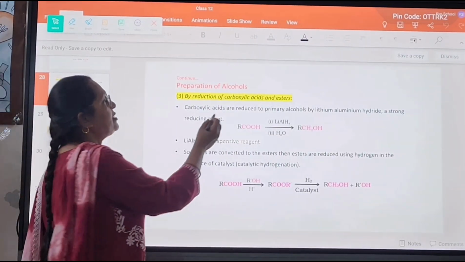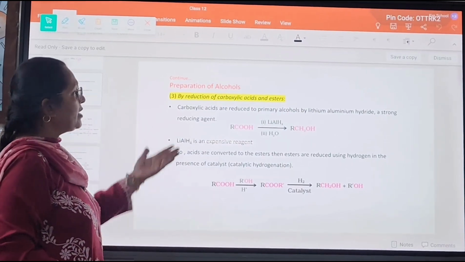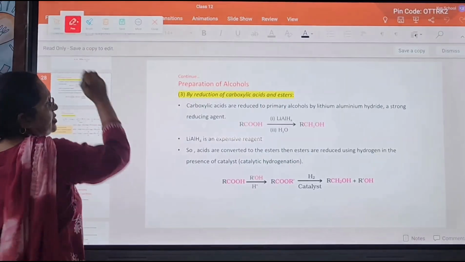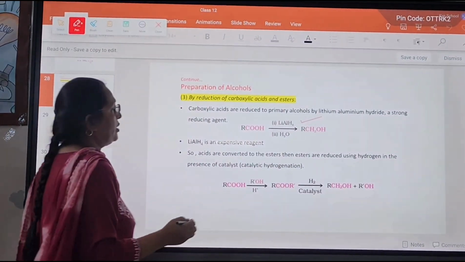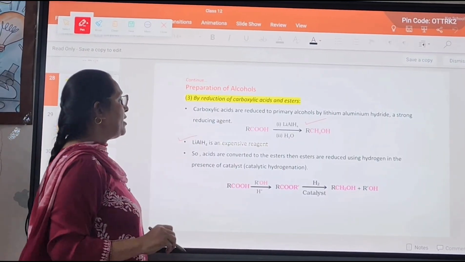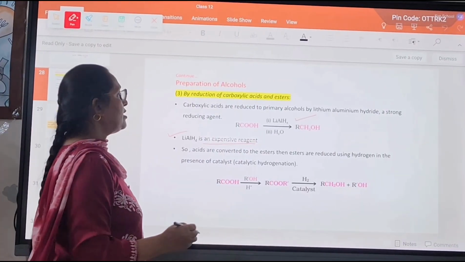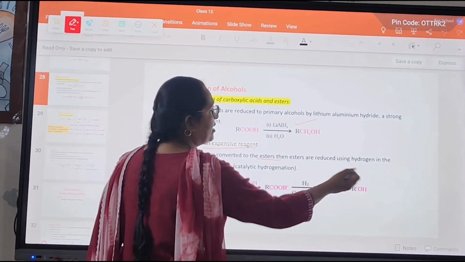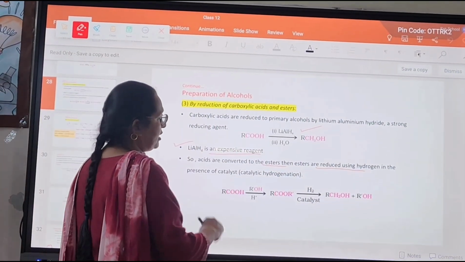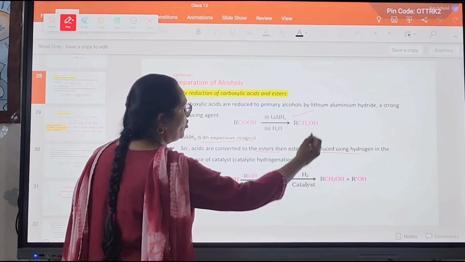The carbonyl group may also be present in carboxylic acids and esters, so they can also be reduced by using lithium aluminium hydride. Carboxylic acid gives the primary alcohol. Since, as I already told you, lithium aluminium hydride is an expensive reagent, acids are converted into esters and then esters are reduced using hydrogen in the presence of a catalyst, that is nickel, platinum or palladium, whichever is available.